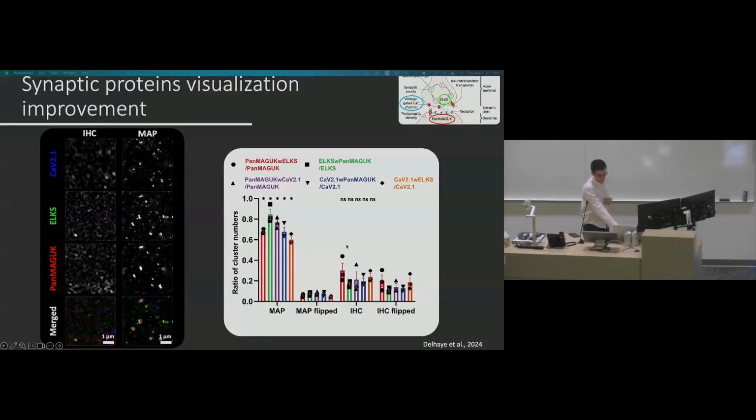And to see if this colocalization was just random or not, I flipped one channel compared to the other channel to see if we still have this high amount of colocalization. And we can see that once we do this for the MAP processed tissue, we reduce drastically the amount of protein that are colocalizing with one another. While when we do this with a standard IHC processed section, they present as much colocalization as when not flipped. So this shows the power of MAP to allow individual synapse level labeling of synaptic proteins.